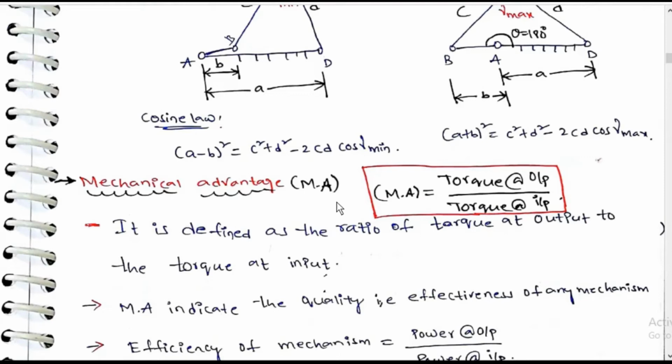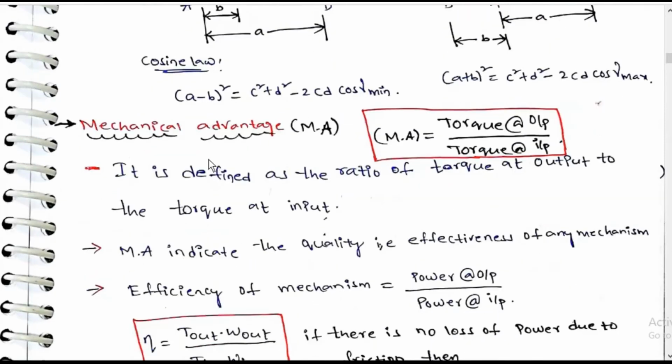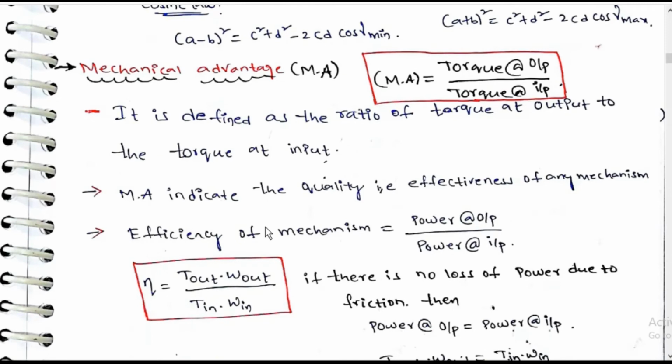Mechanical advantage, MA, is equal to torque at the output by torque at input. It is defined as the ratio of torque at output to the torque at input. Mechanical advantage indicates the quality, that is the effectiveness, of any mechanism. Efficiency of a mechanism is equal to power at output by power at input. Eta is equal to T output omega output by T input omega input.